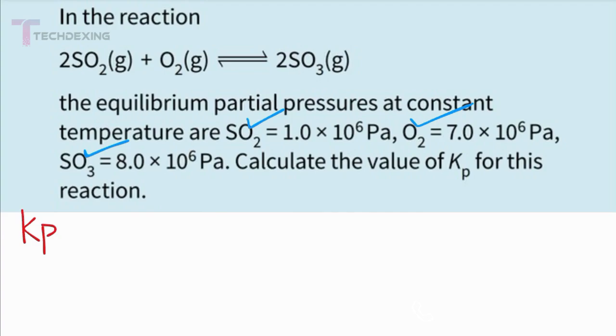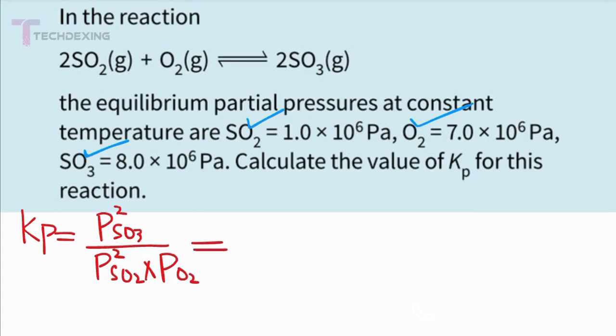First we have to write down the Kp for this reaction. So help me to write the Kp. It will be P SO3 squared, divided by P SO2 squared multiplied by P O2.